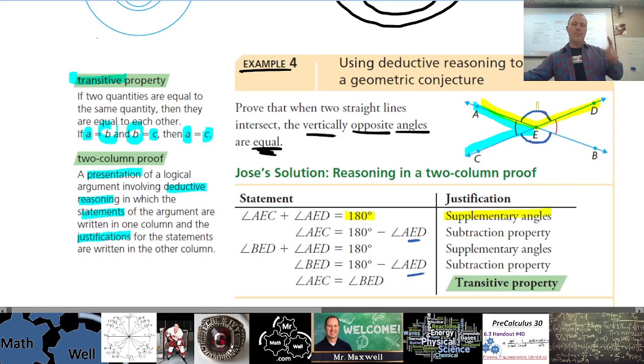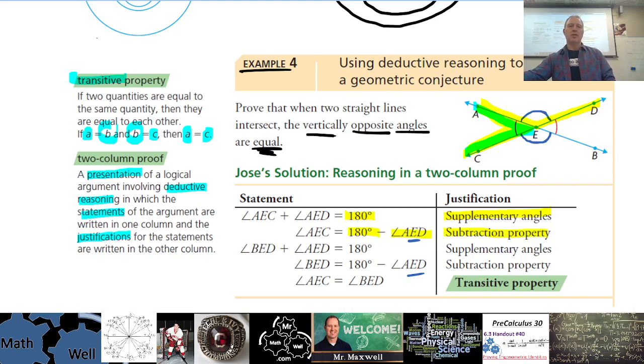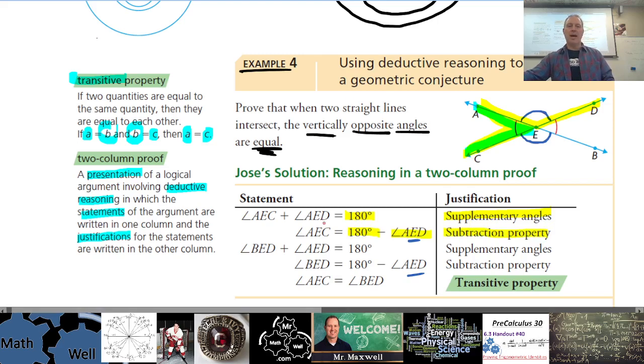Awesome. Now, what can I do? I can rearrange this statement to say that angle AEC, that's this one in blue, that's now green, okay, is equal to 180 minus angle AED. And that's just by subtracting from both sides. So we call that the subtraction property. So now I have what AEC equals in terms of another angle.